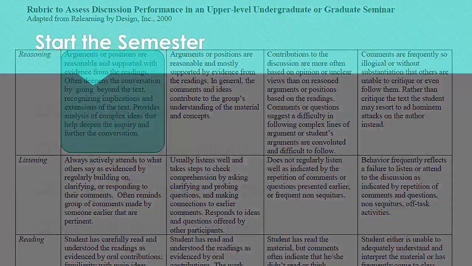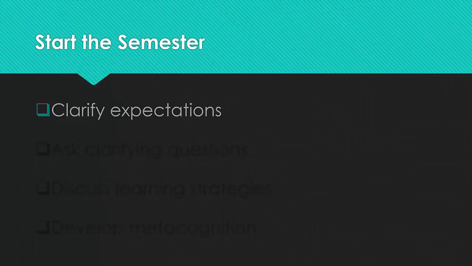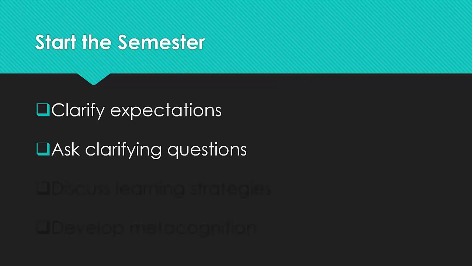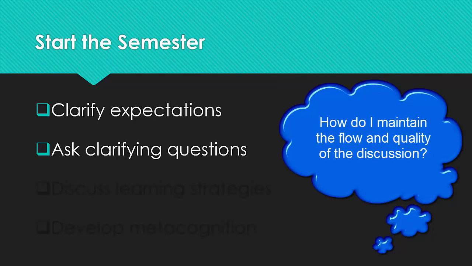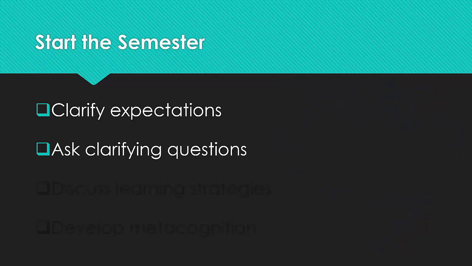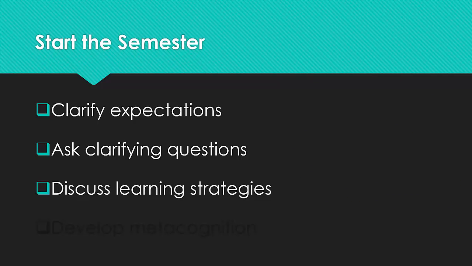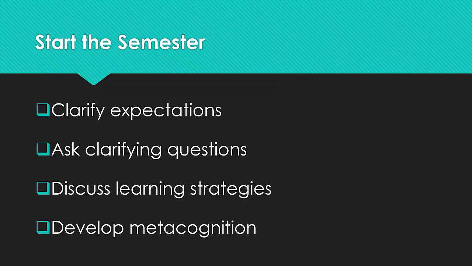This rubric could be used at the beginning of the semester to clarify the expectations for participation in class discussion. By discussing this rubric together as a class, students have an opportunity to ask clarifying questions about the expected actions. For instance, in the ownership domain, a student might not have ever thought about how to maintain the flow and quality of discussion. Now there is an opportunity to discuss learning strategies and develop metacognition in the learners.